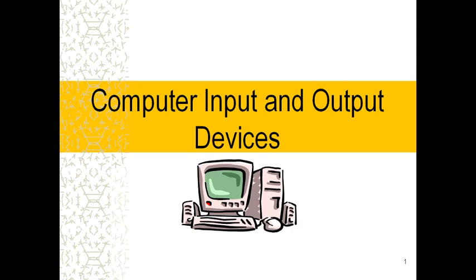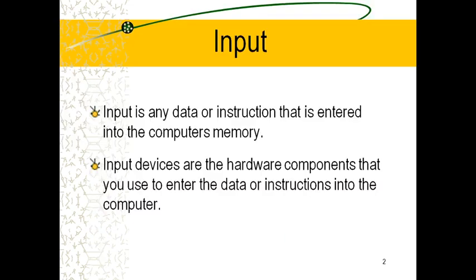So what is input and what is output? Input may be any information or data that we are giving to the computer, and what we are getting from the computer is known as output. But without any devices we are not able to give any input, and without any devices we are not able to get output from the computer. So first one, input.